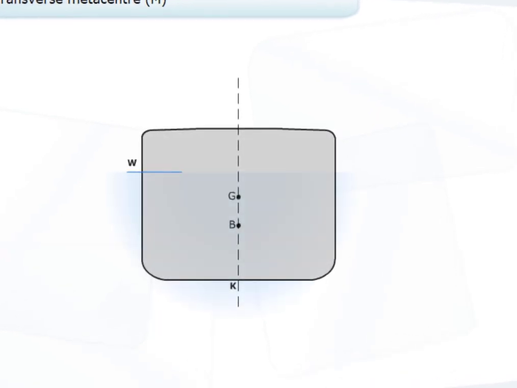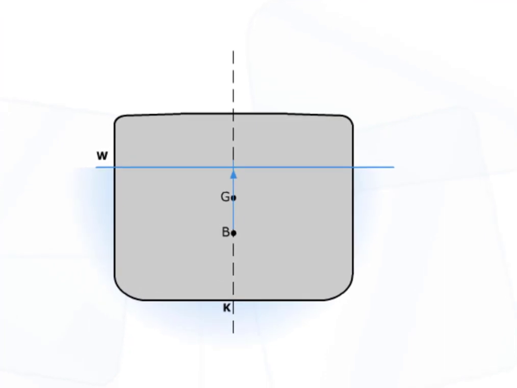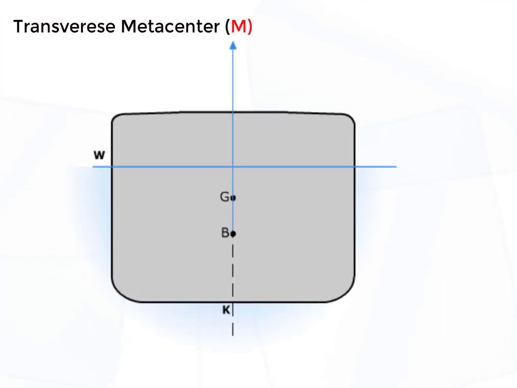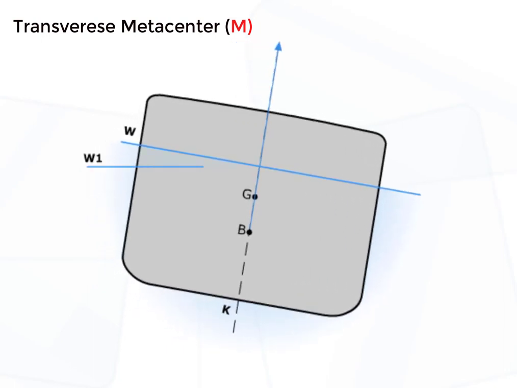The vertical upward force of buoyancy of a vessel in the upright and again in a slightly inclined condition will intersect at a point known as the transverse metacenter, and normally marked M. This point of intersection is considered in stability as a fixed point, but should only be considered applicable up to a maximum angle of heel of 10 degrees, because the intersection point of these verticals at larger angles of heel will not be in the same position.